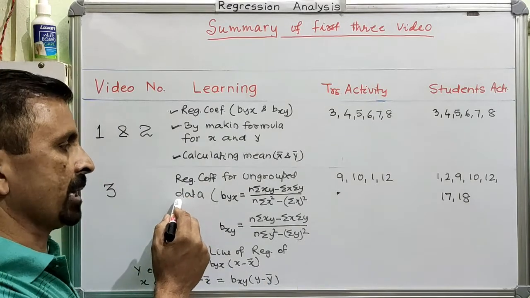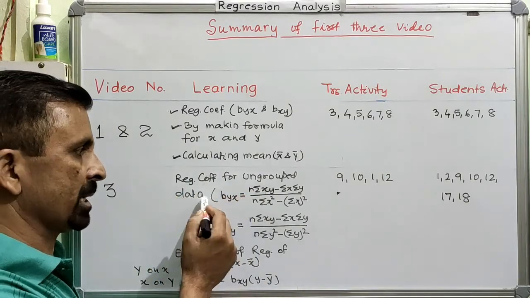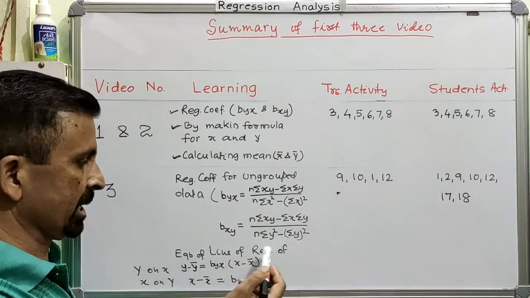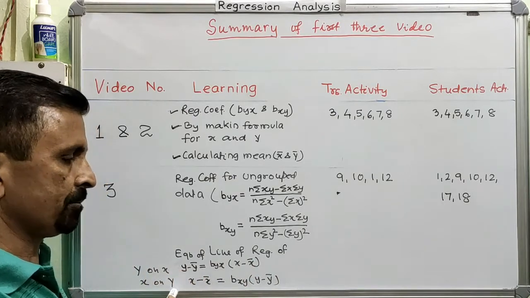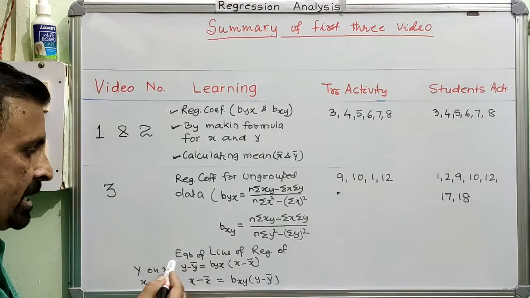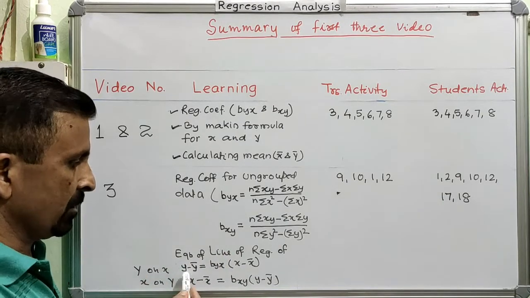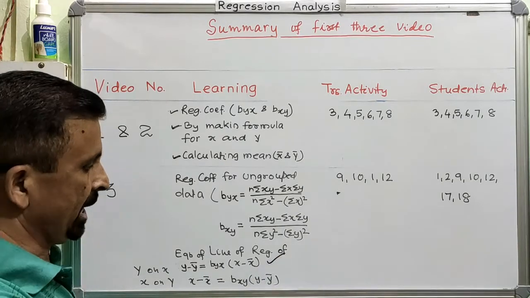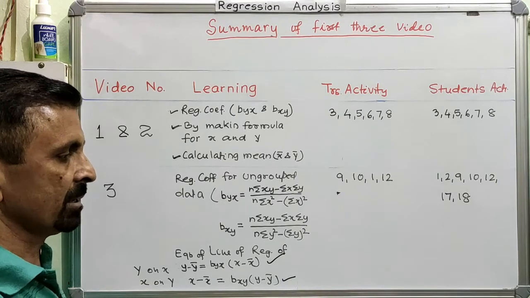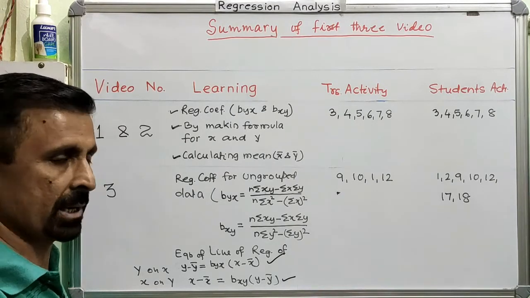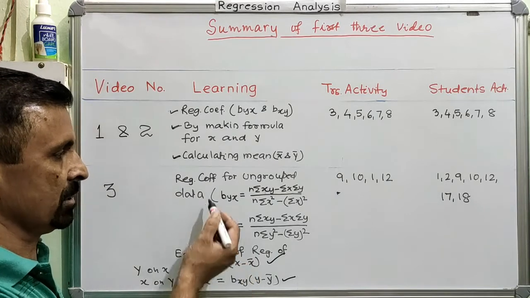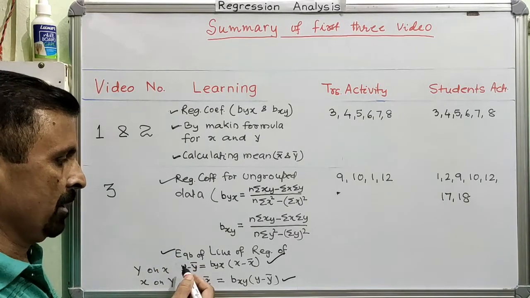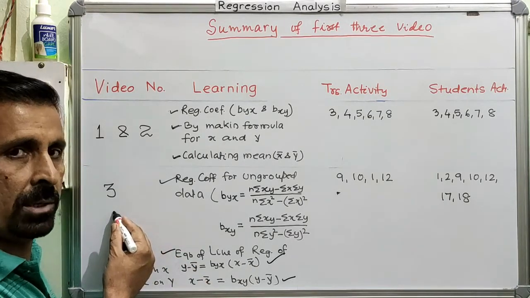And then we also learned calculating the equation of the line of regression. After learning the method of calculating the regression coefficient for ungrouped data by using these two formulas, we also learned in the third video writing the equation of the line of regression of y on x and x on y. For writing the equation of the line of regression of y on x, we use the first formula that you see, and then we use another formula for writing the other equation of the line of regression. Clear? So these are the two things we learned in the third video.